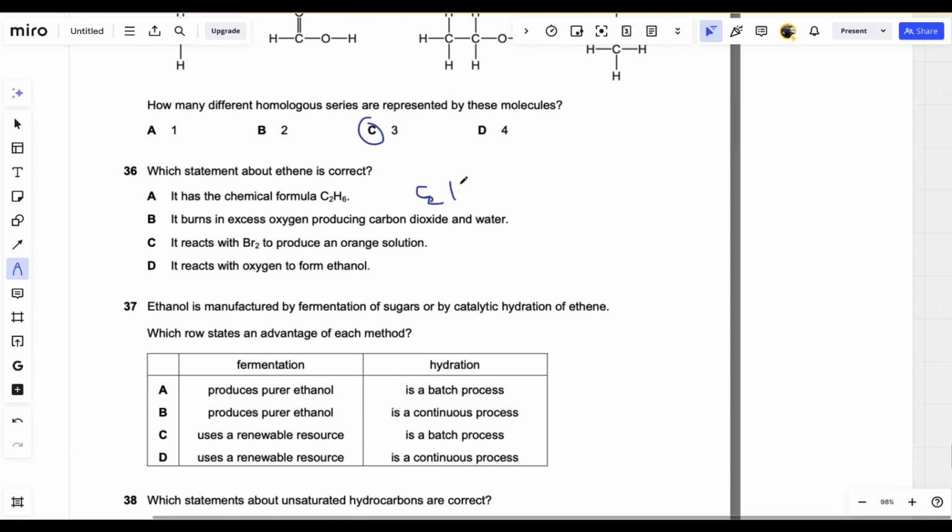C2H4. So it's not C2H6, that's ethane. So option A is wrong.